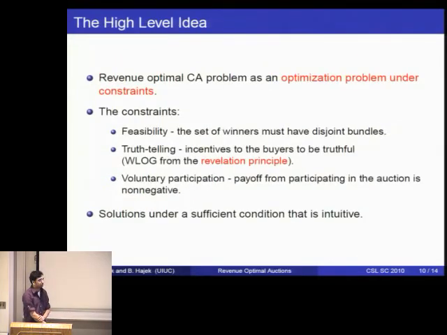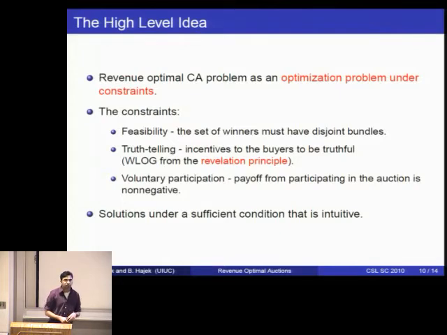So at a very high level, we first model this entire problem of revenue maximization in a combinatorial auction as an optimization problem under constraints, where the constraints are the following. So the very first thing is that allocation of items should be feasible, by which I mean that the set of buyers should have disjoint bundles, otherwise you cannot award them their bundles simultaneously. Second is that the pricing mechanism of the auction should be such that buyers should be truthful. So they have an incentive to reveal their private information truthfully. And there is a known result in economics called the revelation principle, which says that this can be done without loss of generality.